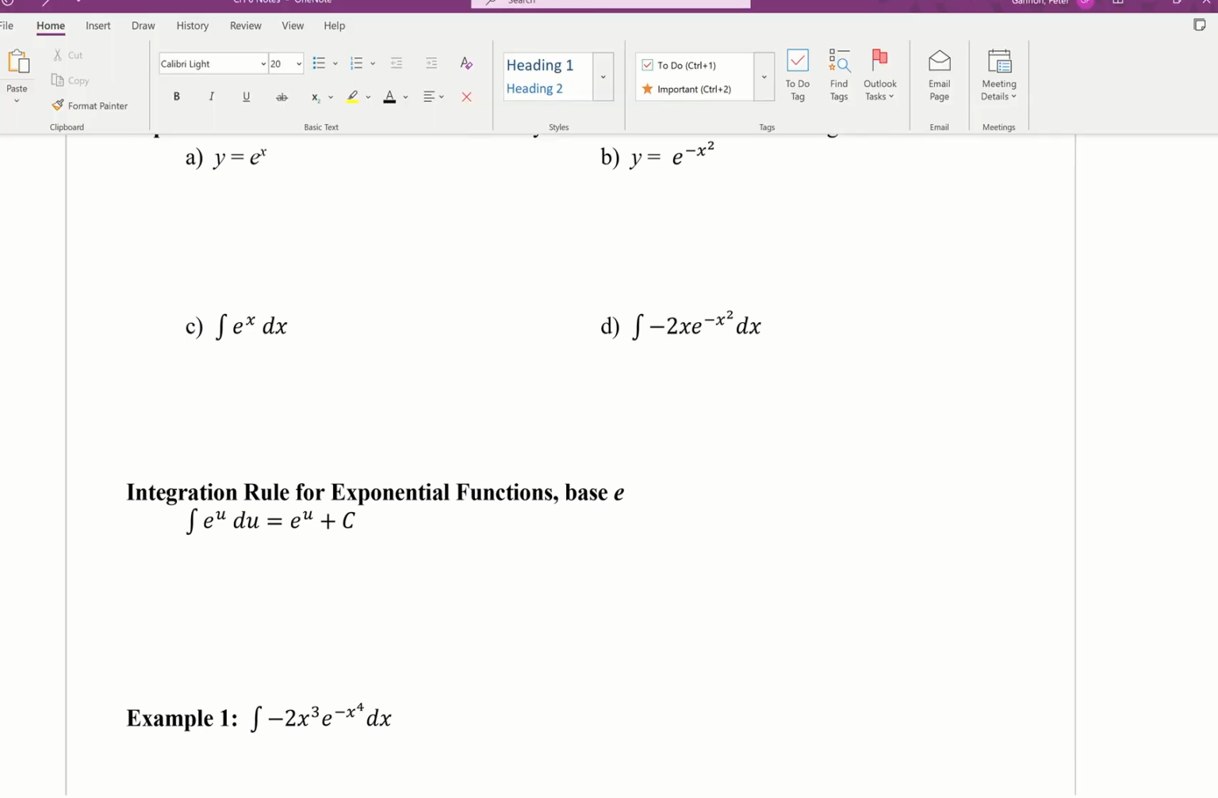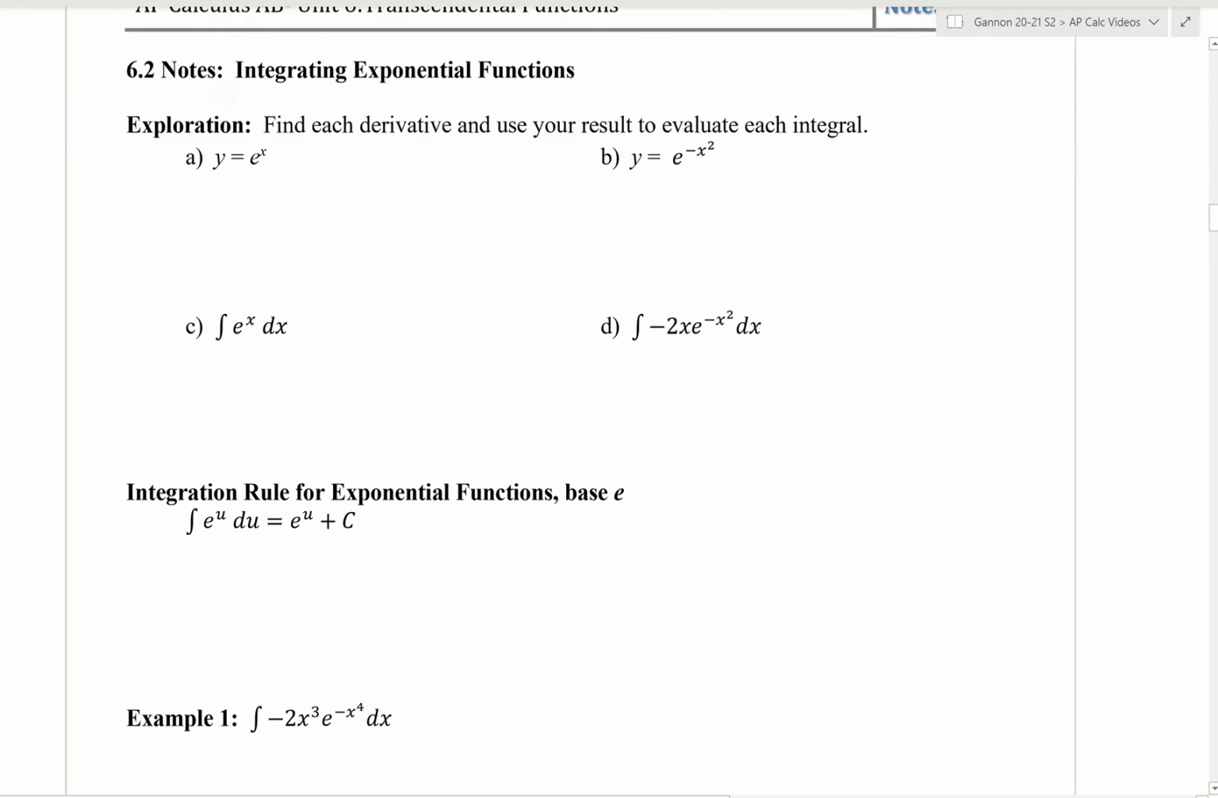So we can just take the derivative of e to the x, which hopefully we remember is simply e to the x. e to the x is one of the unique functions in that its derivative is the function itself.